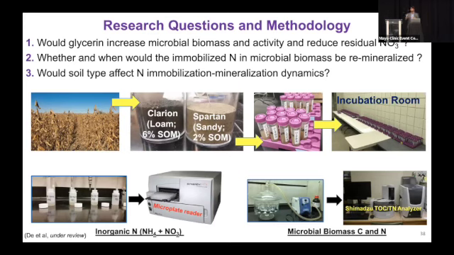What we did, we added different treatments of glycerol carbon as well as some nitrogen treatments. And the question that we tried to answer: would glycerin increase the microbial biomass and then the activity while reducing the nitrate concentration? That was the first question. Second, whether and when that immobilized nitrogen in microbial biomass would be remineralized. Because if you think about it, we are binding it in the microbial body, but if the soil or the microbes are not providing it to the plant when the plant needs it, that means the plant will be starving. We do not want that. So that's another question that we tried to answer.